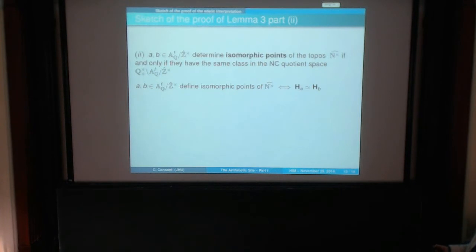And so the second part regarding the isomorphism of points says that suppose you are given two Adele classes here, and they are isomorphic points in the topos if they have the same class in the non-commutative space, because this is what we reached before. Yes, so this is the Adele class space, and then there is a quotient here involved by Z hat cross. So it's a quotient of the Adele class space.